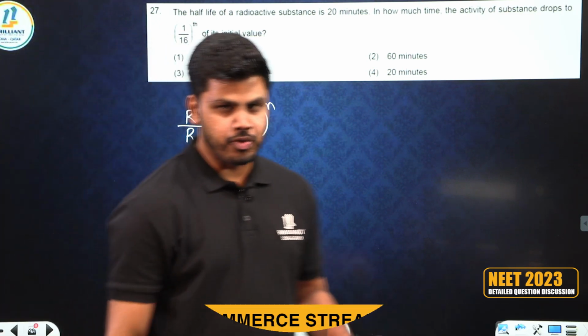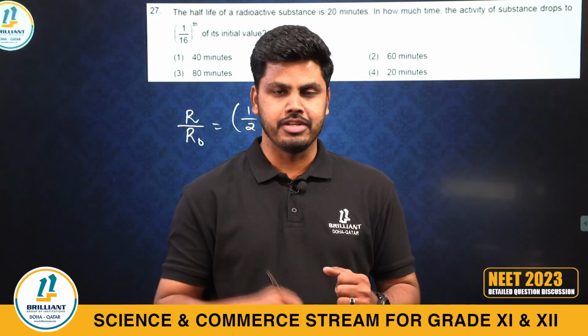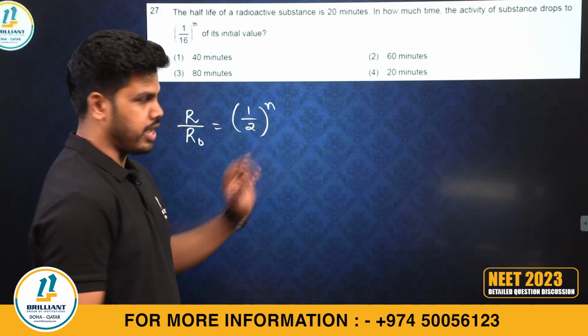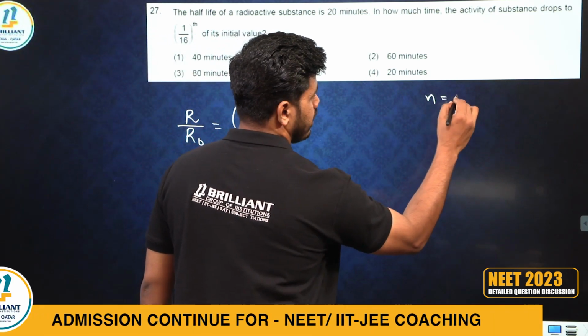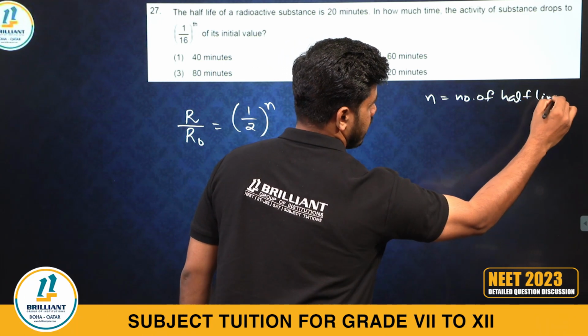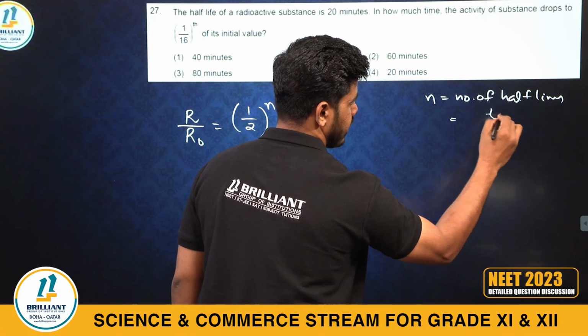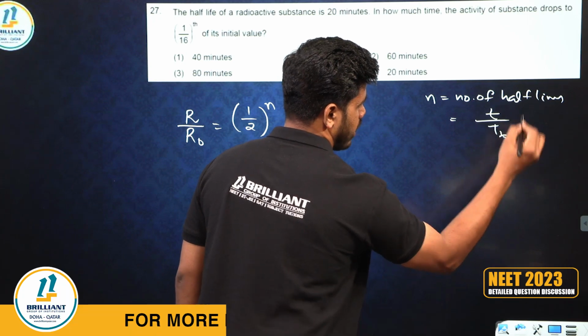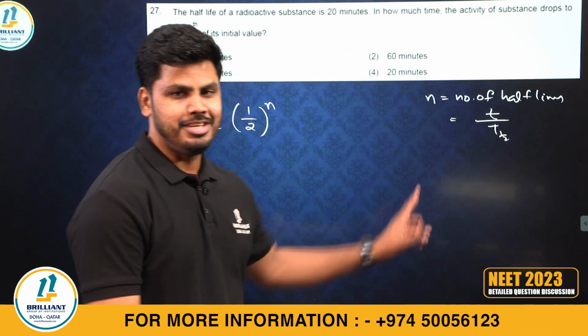We have the same equation for number of particles also, right? N by N0 is equal to 1 by 2 whole raised to n, where that n stands for number of half-lives. And number of half-lives can be calculated as given time divided by half-life, t by t half.